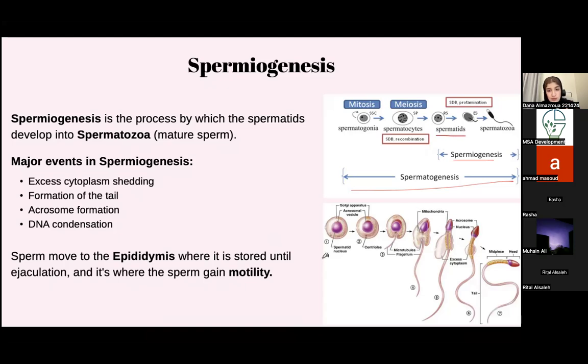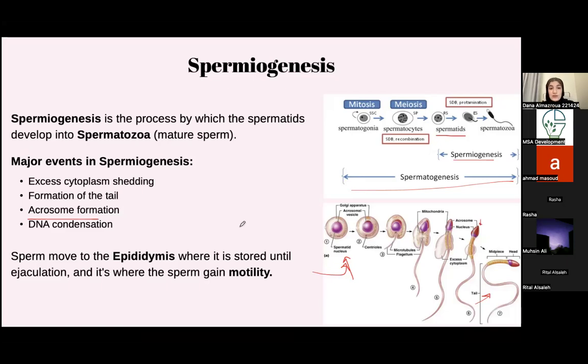Now in spermiogenesis, which is this process here, the sperm changes from the circular shape to this shape that we're used to: head, midpiece, and tail. So what is happening? The excess cytoplasm is shedding, which makes total sense. If you compare a circular cell to the shape of the sperm, the circular cell definitely has way more cytoplasm. So it's losing its excess cytoplasm. And there is formation of the tail, which was not there. And there is the acrosome formation.